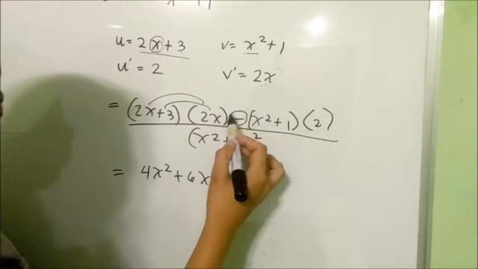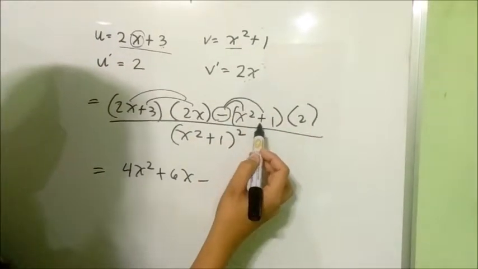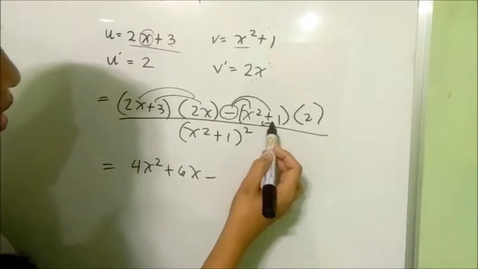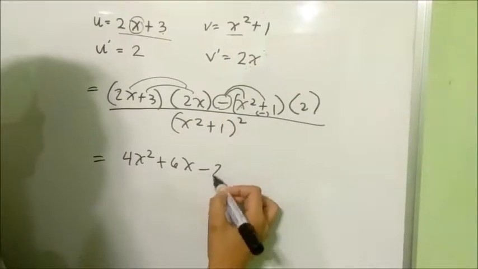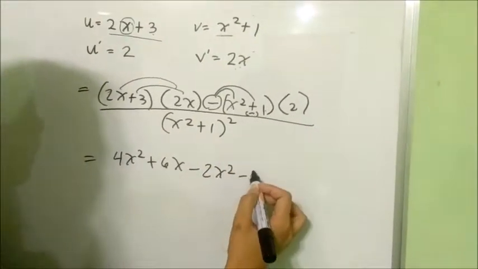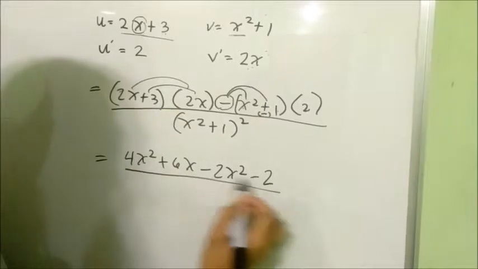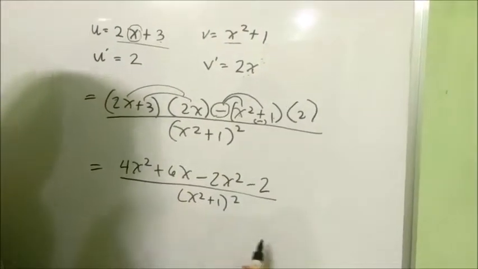In this one, we're going to distribute the negative sign here. So this will make positive 1 as negative. So we have x squared times 2, we have 2x squared. Negative 1 times 2, we have negative 2. All over the quantity of x squared plus 1 raised to the power of 2.